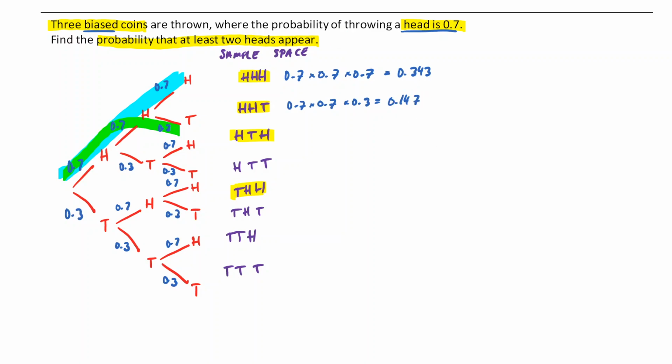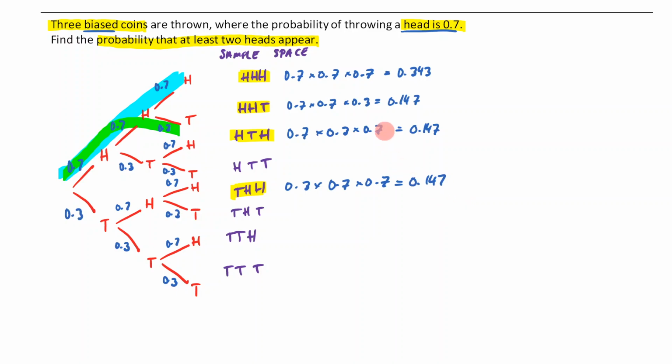The next one, if I can find another color here, there's no other good highlighters here. I'll have to go with orange. Head, tail, head. So that's going to be 0.7 times 0.3 times 0.7. I'm sorry, but that orange is just so ugly. I can't live with it. Just get rid of it. Oh, and I got rid of the tail. Give me one second. Put that tail back there. Perfect. So that is 0.7 times 0.3 times 0.7, which is the same as up here, 0.147. And then our last one here is 0.3, then a head, and then a head again, which is the same as these ones, so 0.147.